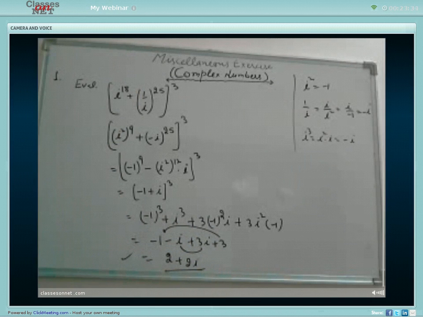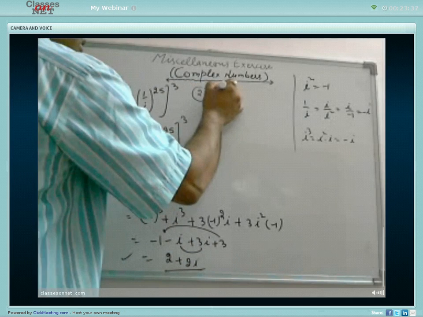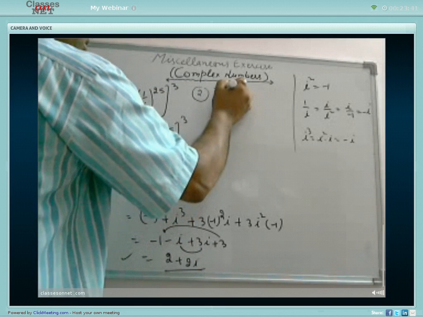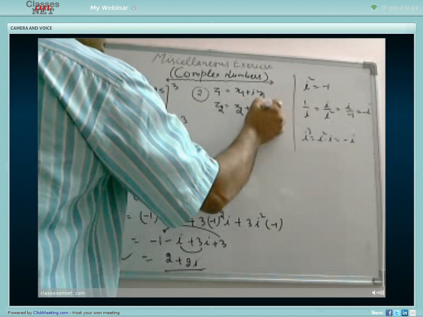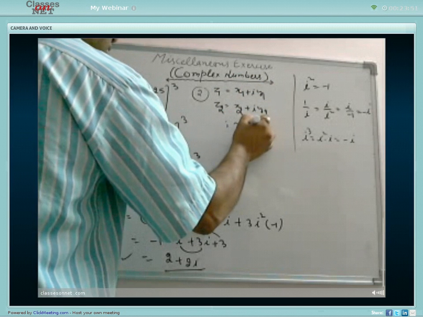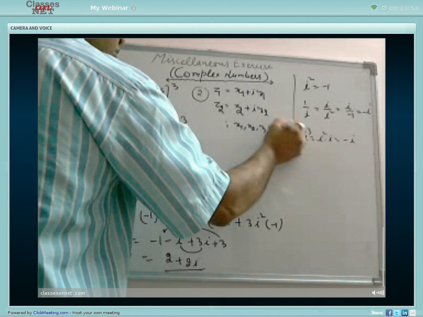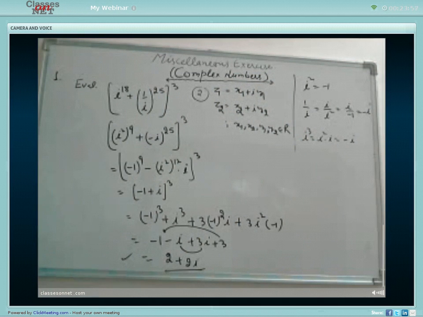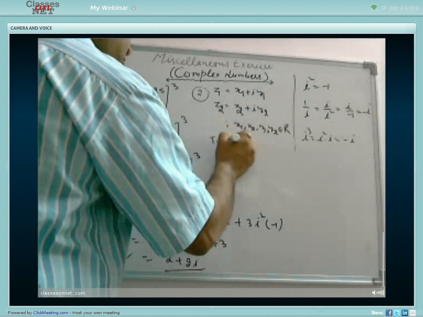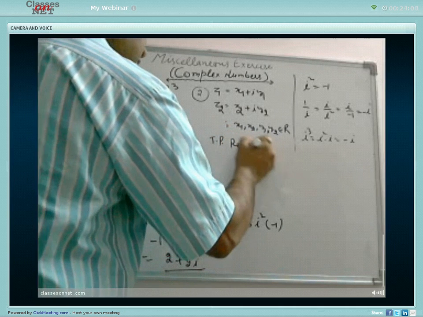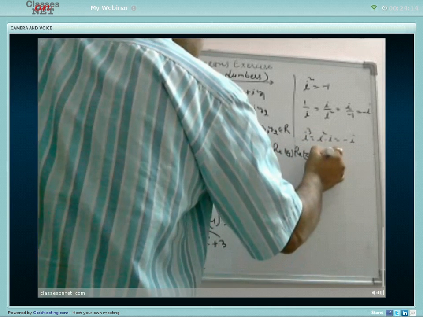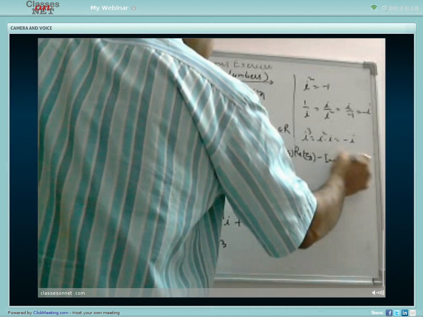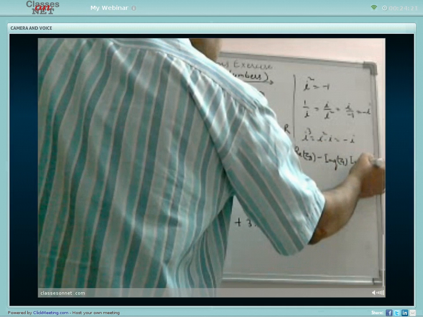Right. Similarly, for the second question here, we have to prove that Z1 and Z2 are two complex numbers. So let's assume that Z1 is x1 plus iota y1, Z2 is x2 plus iota y2, where all these x1, x2, y1, y2 belong to the set of real numbers. We need to prove that real part of Z1 into Z2 is equal to real part of Z1 into real part of Z2 minus imaginary part of Z1 into imaginary part of Z2.